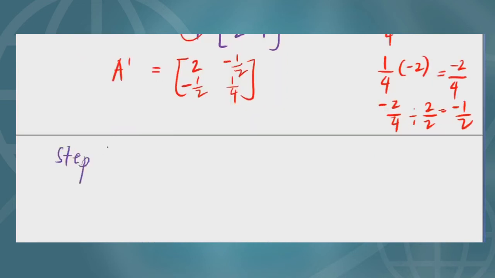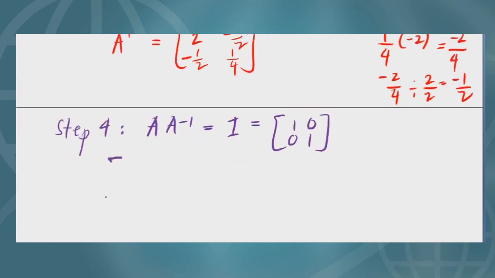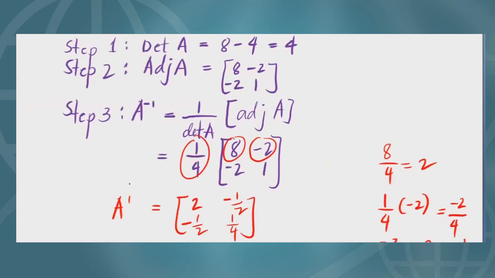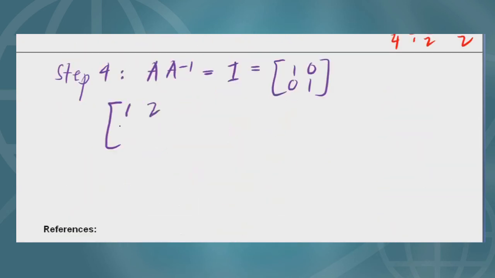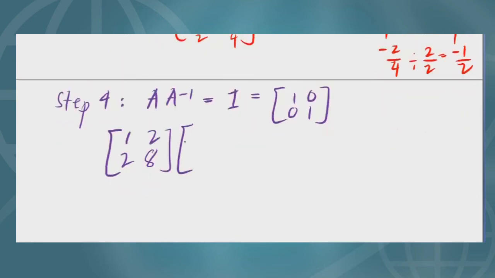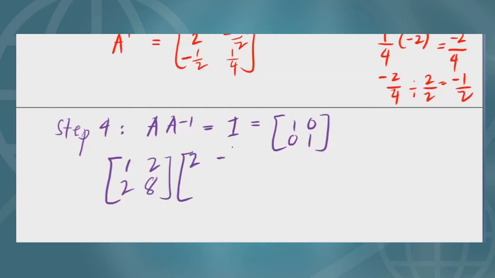Step 4, let's now do the checking. As I was saying, the original multiplied to its inverse, the result should be an identity matrix. So your answer should be 1, 0, 0, 1. So what is our original? Copy the original, 1, 2, 2, 8, multiplied by the inverse, 2, negative 1/2, negative 1/2, 1/4.